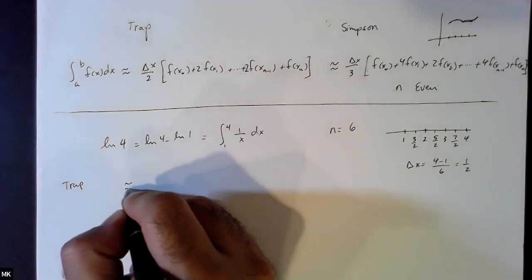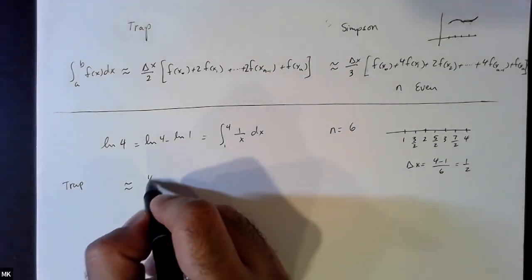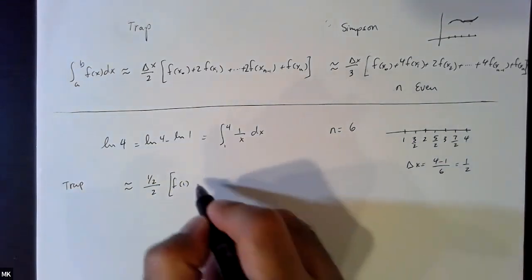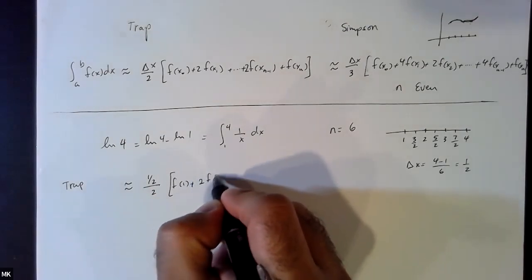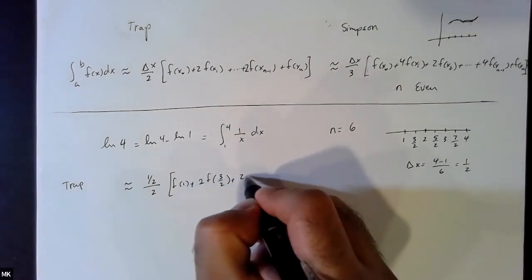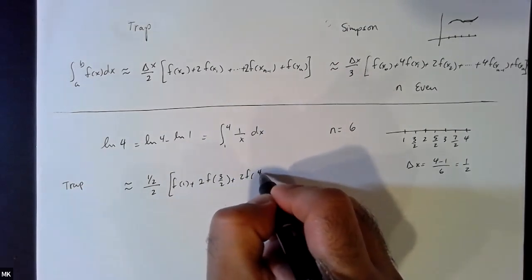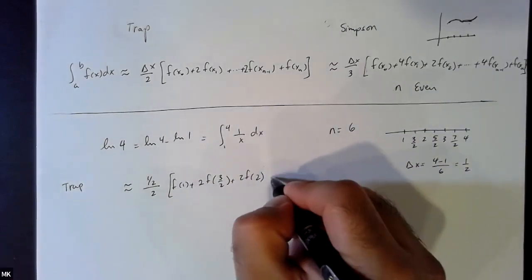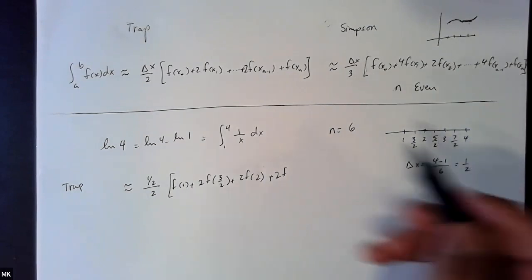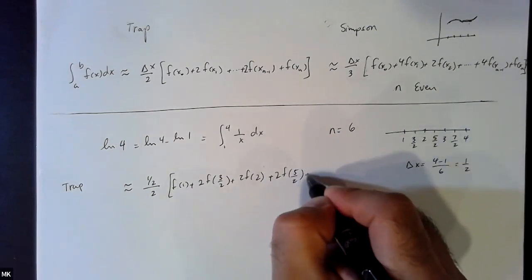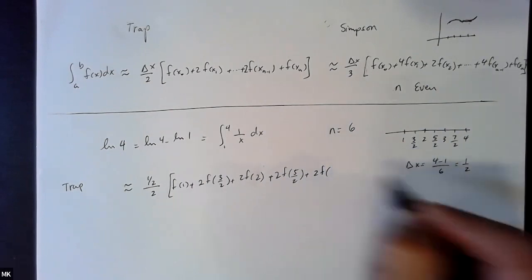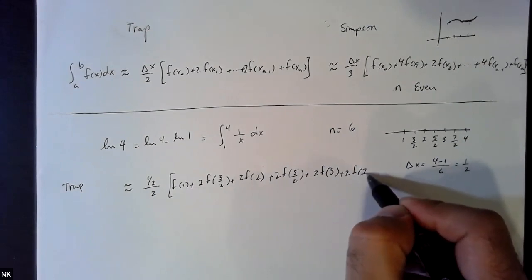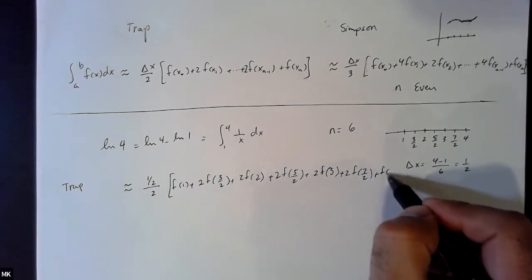The trapezoidal method says this is approximately equal to delta x over 2 times f of x naught, plus 2f of x1, 2f of x2, 2f of x3, x3 would be 5/2, 2f of x4, x4 is 3, 2f of x5, and f of x6.